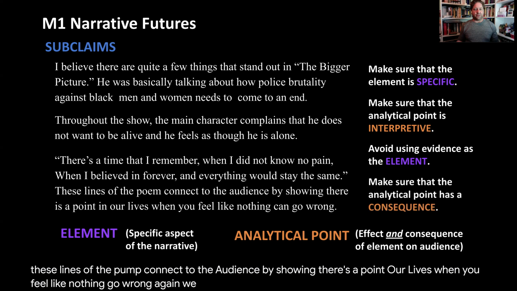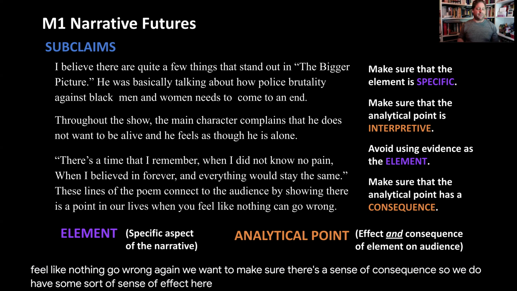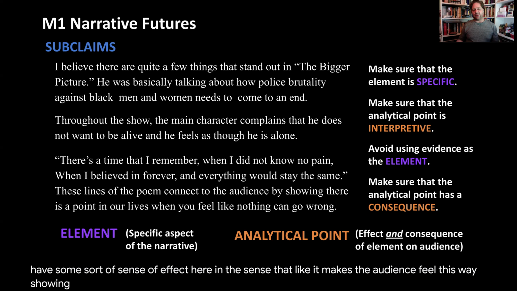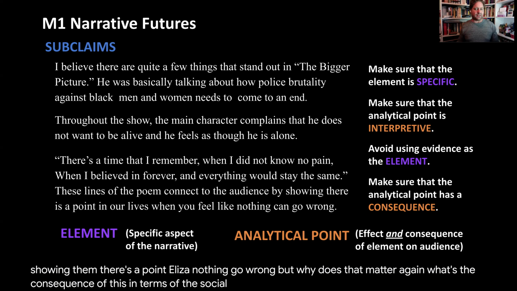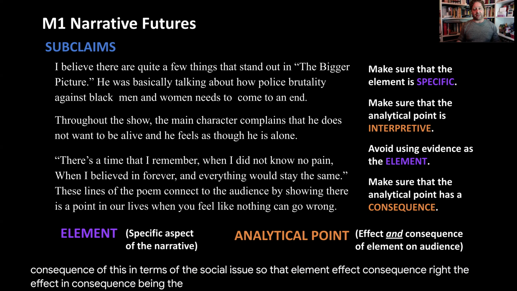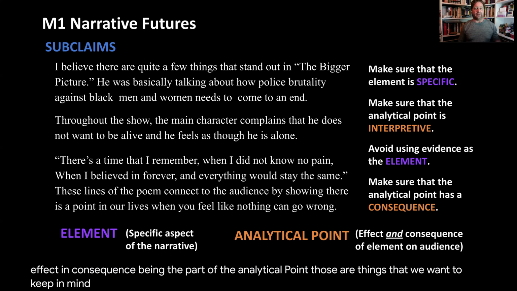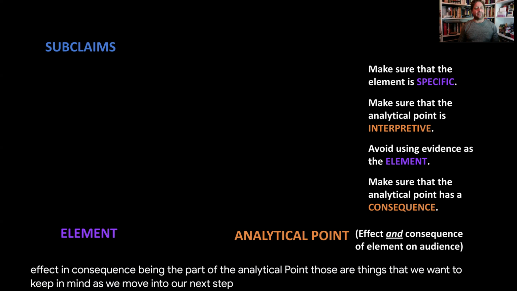Again, we want to make sure there's a sense of consequence. So we do have some sort of sense of effect here, in the sense that it makes the audience feel this way, showing them there's a point in our lives when nothing goes wrong. But why does that matter? Again, what's the consequence of this in terms of the social issue? So that element, effect, consequence, right? The effect and consequence being the part of the analytical point. Those are things that we want to keep in mind as we move into our next essay.